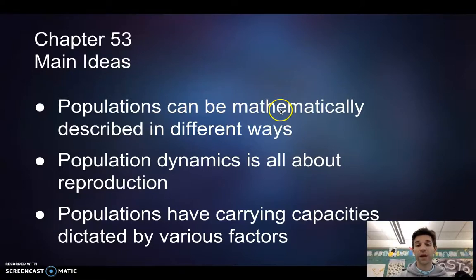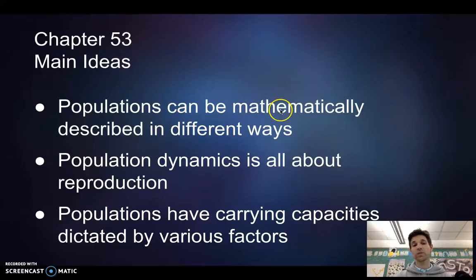So here are our main ideas. Populations can be described mathematically in different ways. We can describe them as density, or how many are dispersed in certain ways. We can say that there's more over here than over there. We can say that overall there's an average density or an average number in a given habitat or in a given area. We can describe them as declining or increasing. We can describe their birth rates and death rates. So there's a bunch of mathematical pieces that we can use to describe populations.